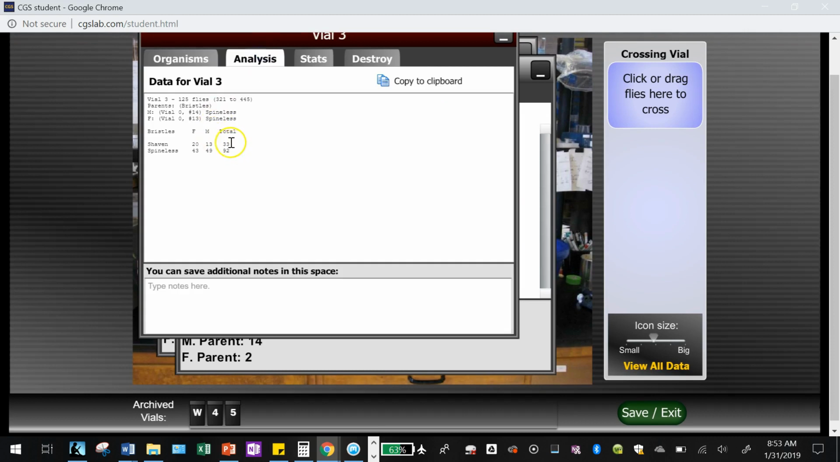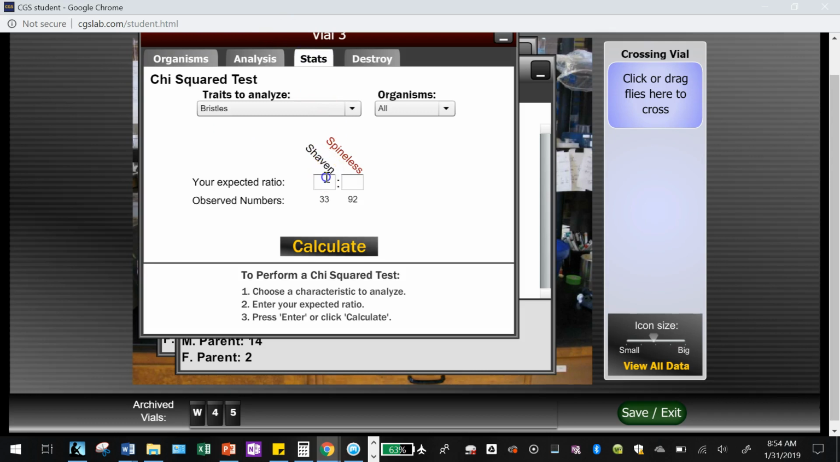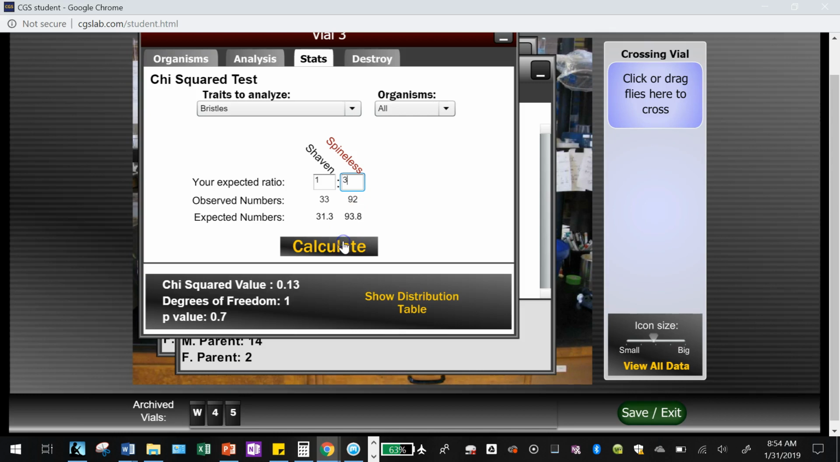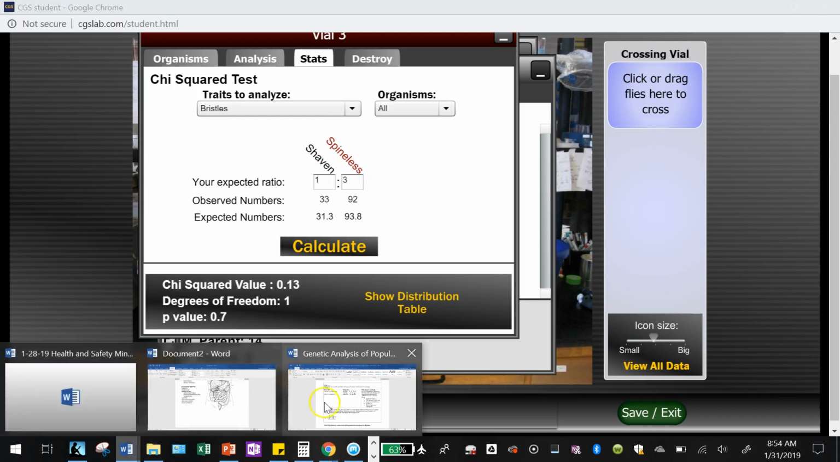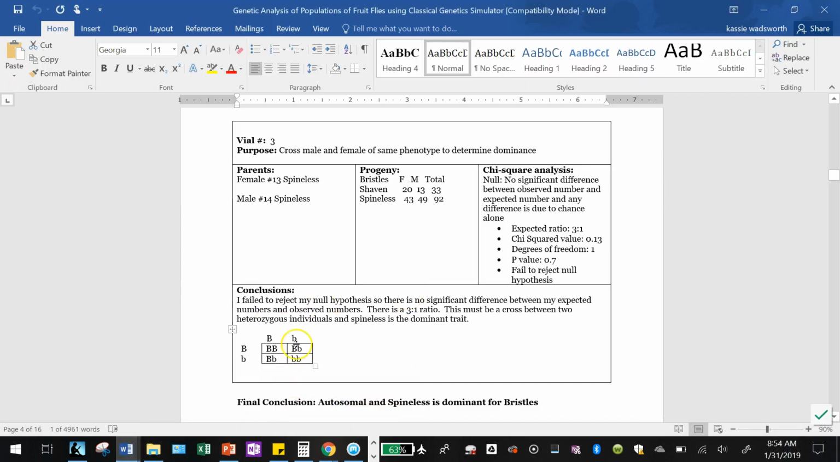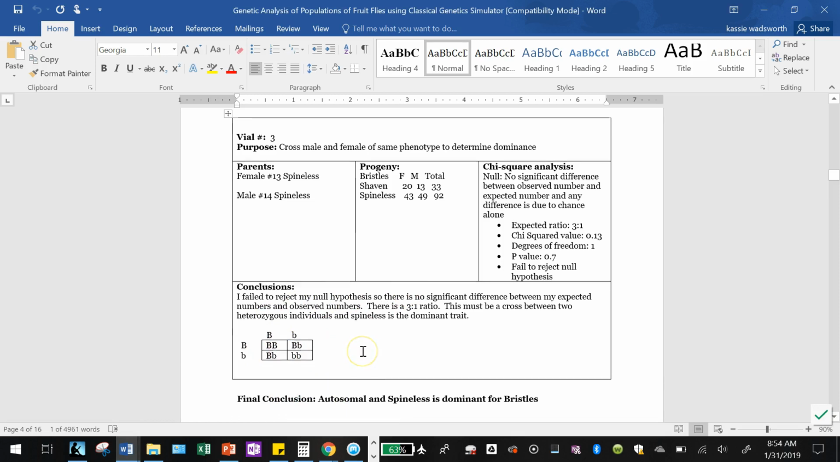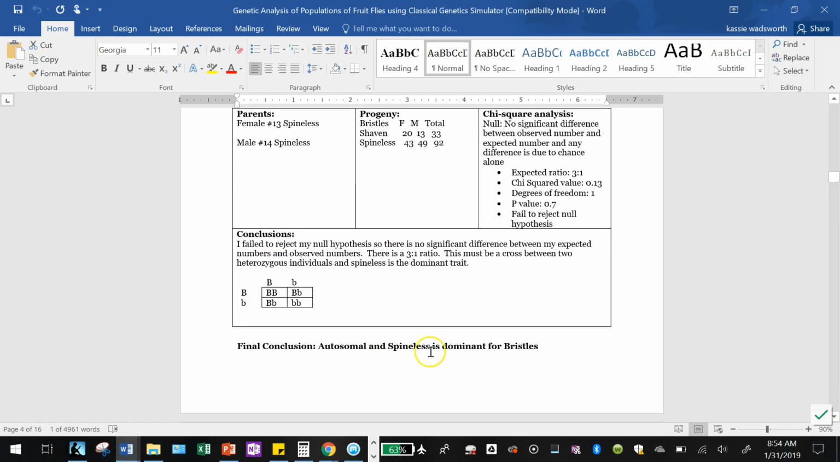If you look at the analysis, it looks like kind of like a 3-to-1 ratio. If this is an autosomal trait and I'm crossing two of the same together and I get a 3-to-1 ratio, we can figure out exactly what the dominant trait is. So in this case, the dominant trait must be spineless. So I showed my Punnett square showing my 3-to-1 ratio. My final conclusion is that this is autosomal and spineless is dominant for bristles.